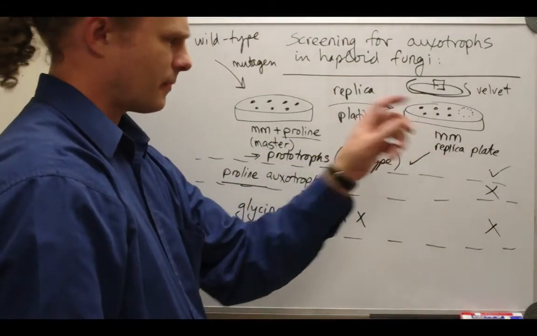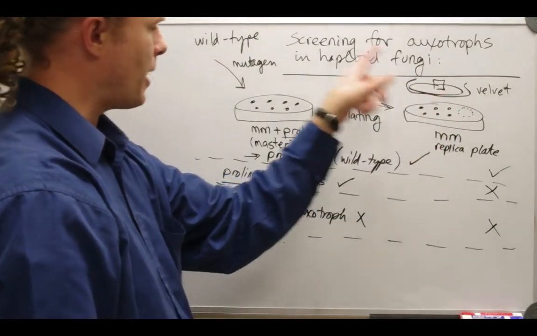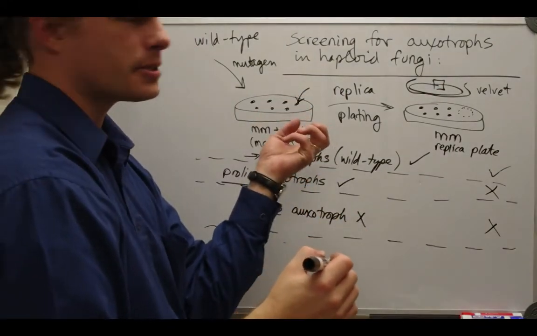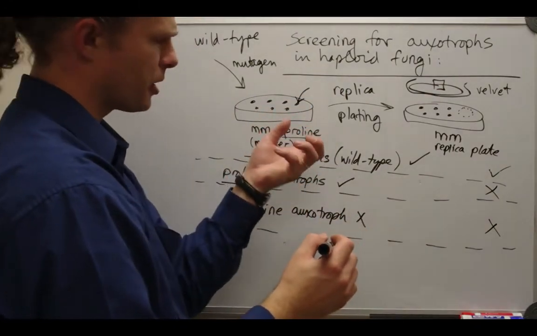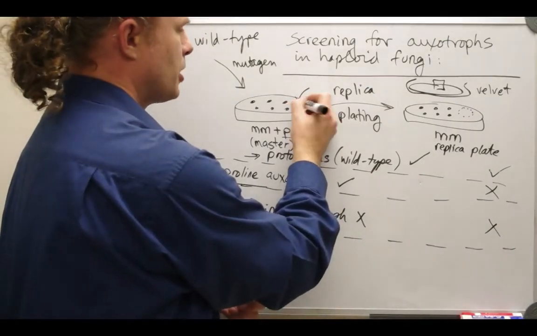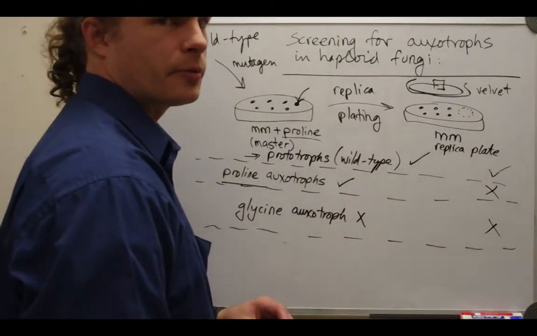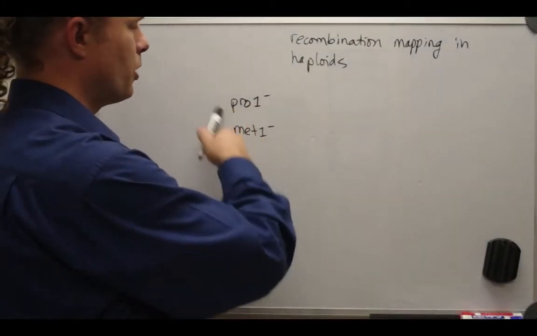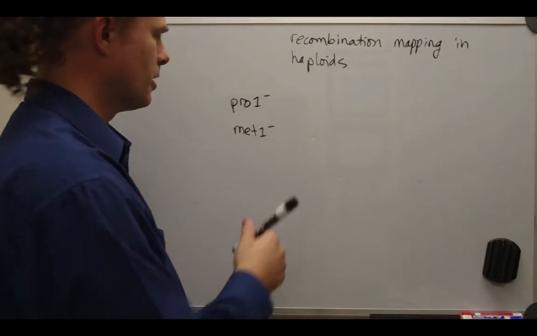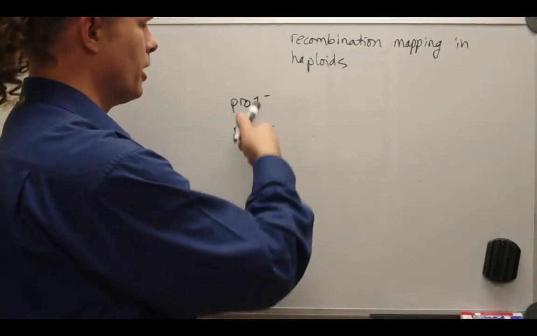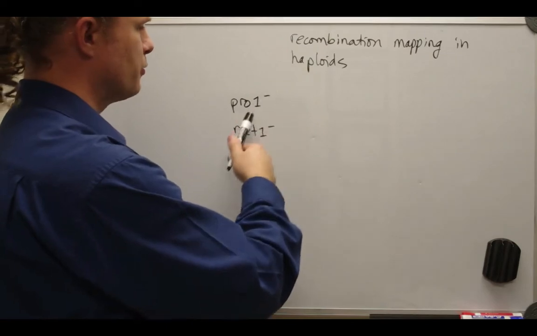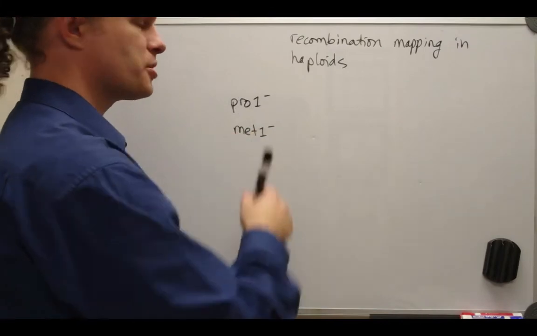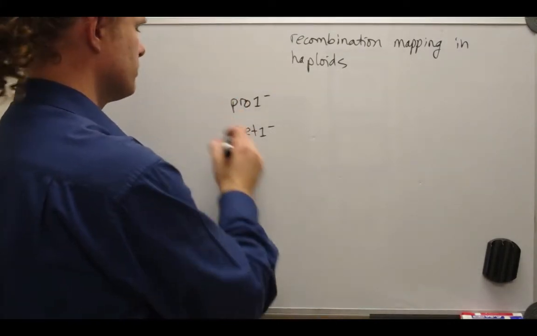This would then allow us to go back to the master plate and pick that colony and culture it as a separate organism, a separate clone, and that colony would represent a proline auxotroph that we're interested in. Let's suppose that through our mutagenesis screen we found one proline auxotroph that we're interested in. We're going to designate it simply as Pro1 minus, as proline auxotroph number 1, and the minus is just going to remind us that it's deficient in proline. So this is a proline auxotroph.